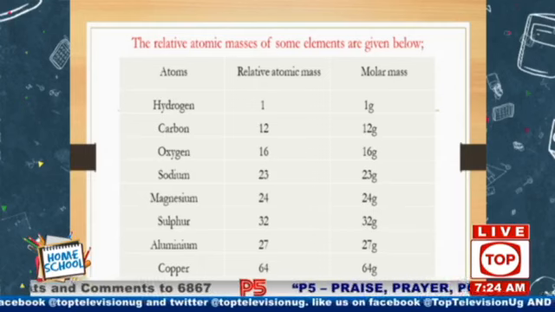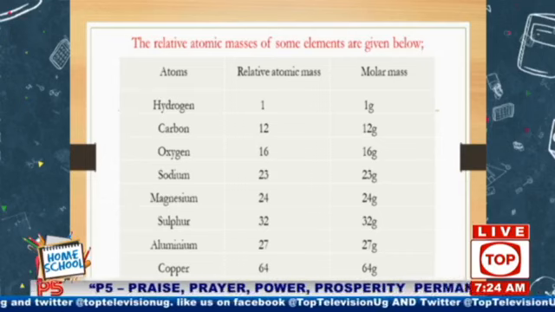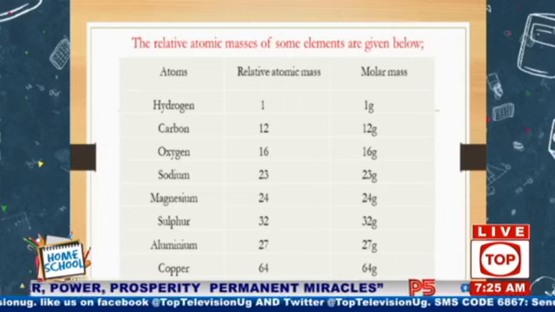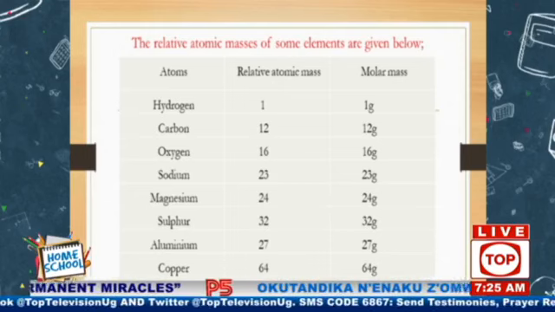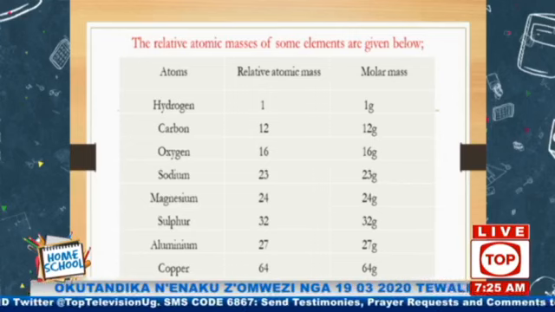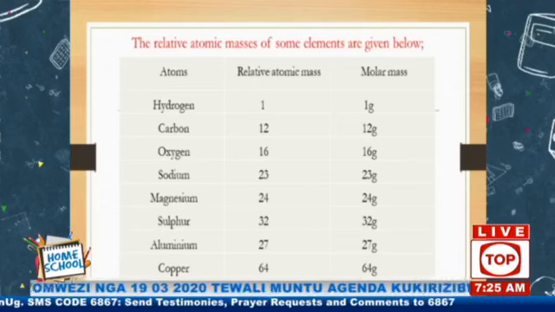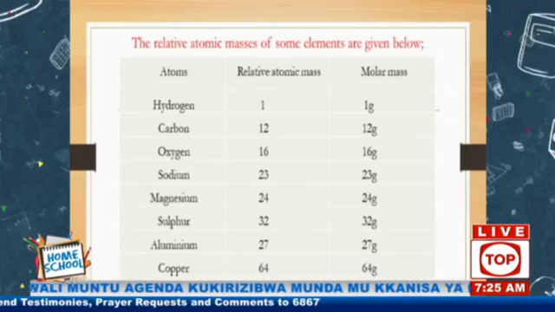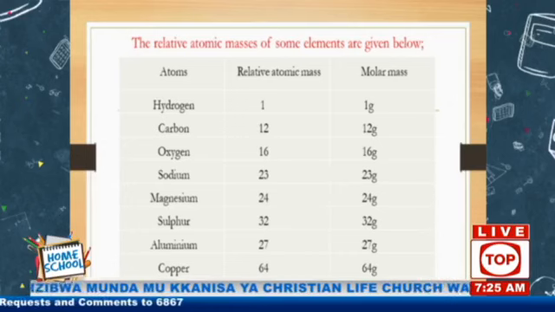Look at carbon, it is 12. Carbon has the atomic number 12, so the molar mass is 12 grams. Sodium, 23. That means that you just add gram and you get the molar mass. Copper is 64. You just add gram and you get the molar mass. The next slide, we also look at other elements, for example, chlorine. Chlorine is 35.5.